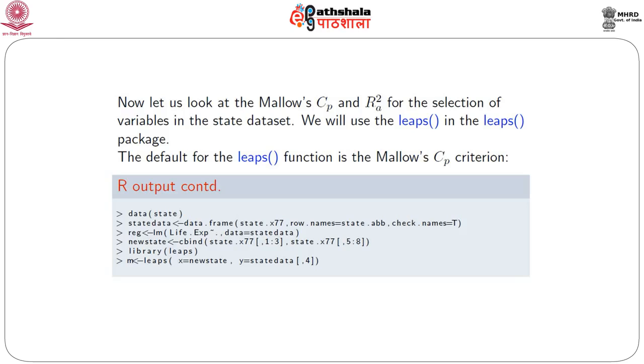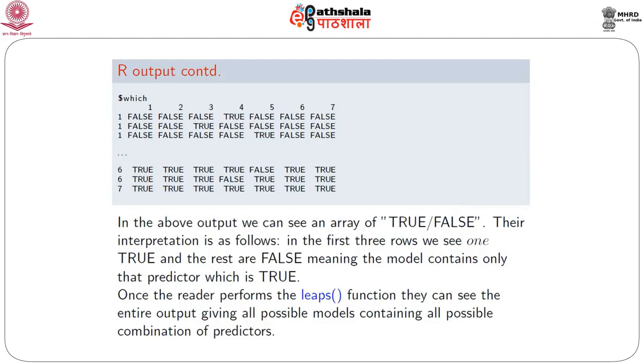So, as you can see here, we have used X equals new state, where new state is the data set which contains the state data set, only the columns 1 through 3 and 5 through 8, and these are the columns that contain data for the regression predictor variables. So, this is the R output.